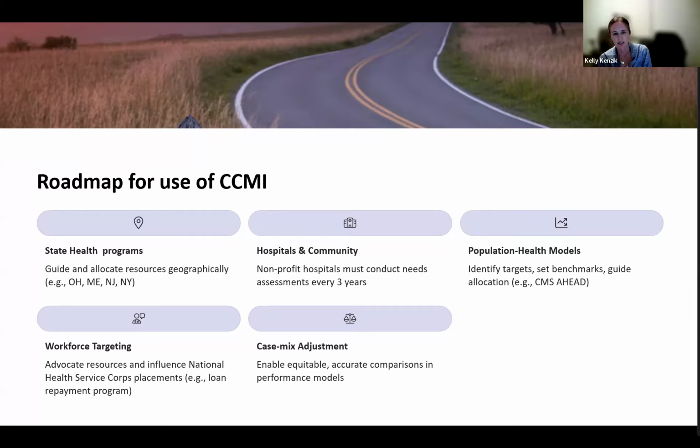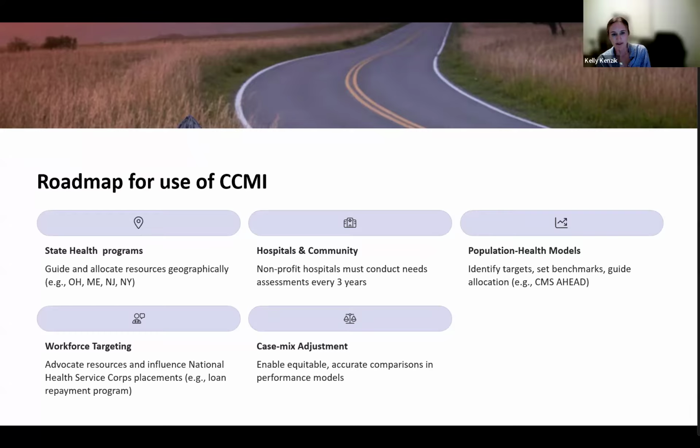Thinking about hospitals and community needs. Nonprofit hospitals have to conduct needs assessments every 3 years. This could be a useful component to that. Thinking about population health models that are being brought in by CMS right now. Thinking about the CMS AHEAD model and others that it could help with benchmarking and guiding allocation. Thinking about workforce targeting, advocating for resources, and influencing things like the National Health Service Corps placements, which is your loan repayment program.